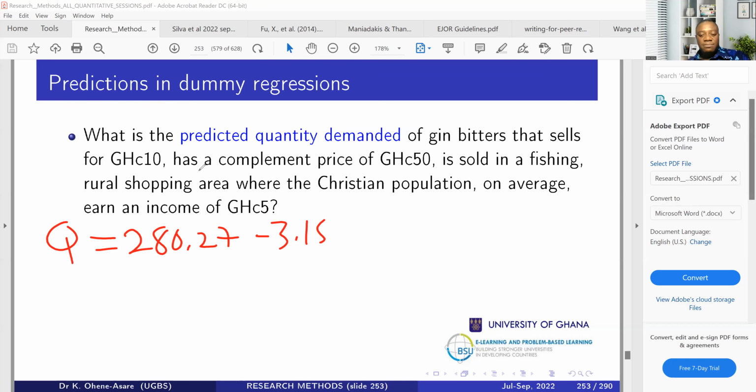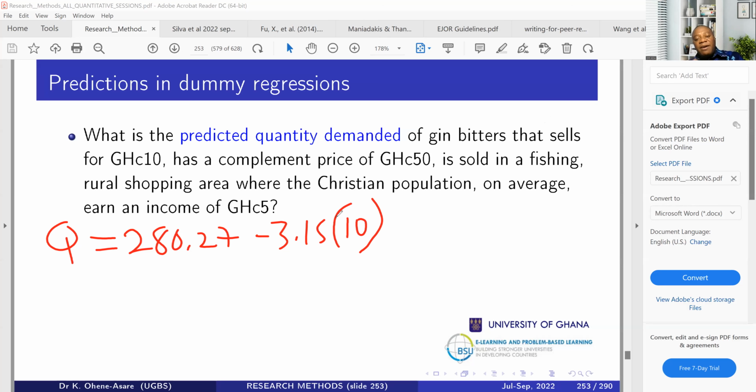But look at the question. The question says we now want to know the actual value of Q that sells for 10 Ghana cedis. Which variable is the 10 Ghana cedis? Type it in. Which variable? That variable is price. Very good. So instead of writing the price here, you put in the value that you have been given, and that value is 10. So you put 10 there.